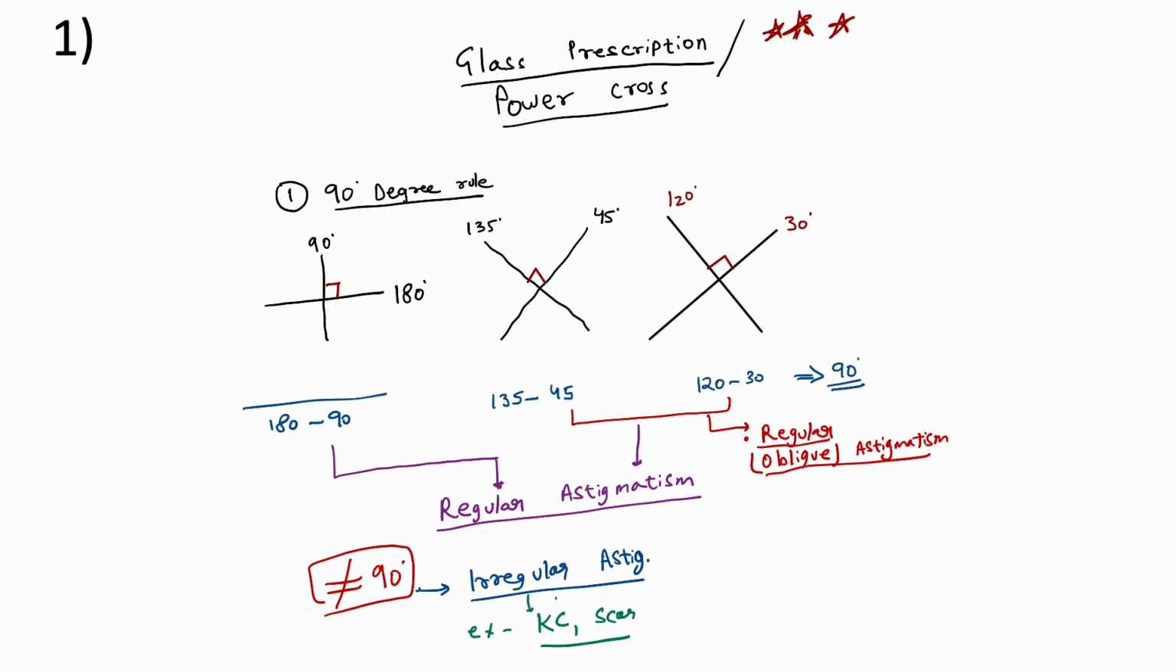However, if the meridians are not at 90-degree apart, the astigmatism is irregular. It is seen in corneal scar patient or keratoconus. So we will focus our attention only towards this regular oblique or regular astigmatism question.